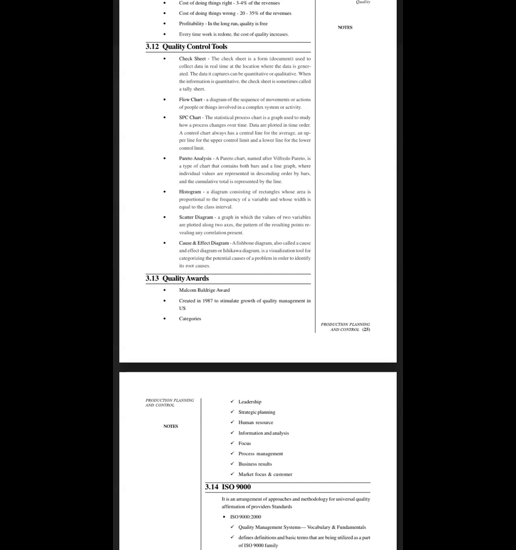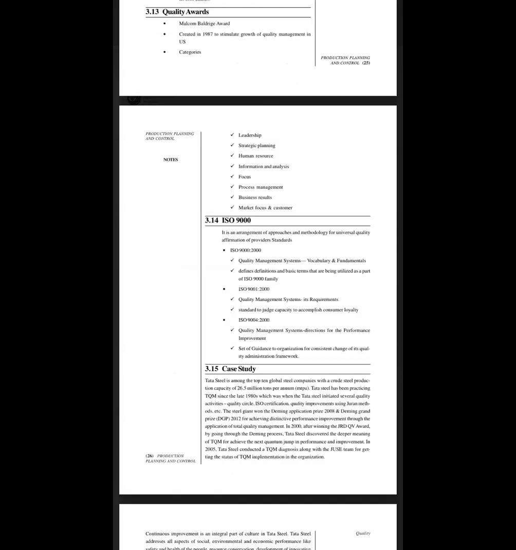So the categories of this Malcolm Baldrige Award are leadership, strategic planning, human resources, information and analysis, focus, process management, business related results, market focus, and customers. So these all are the quality awards.